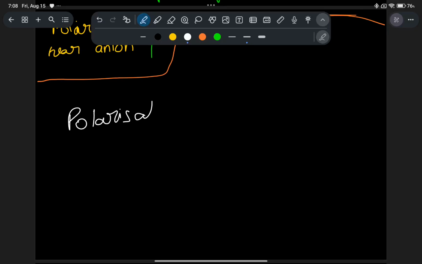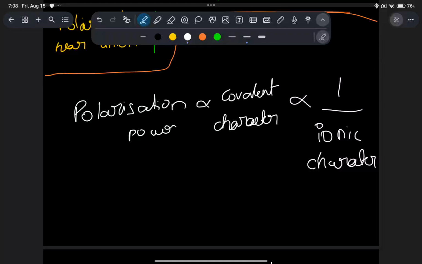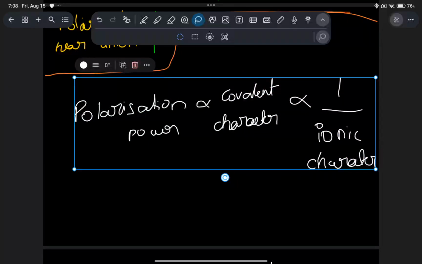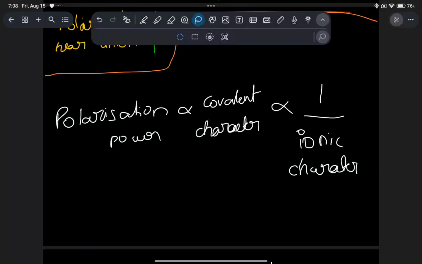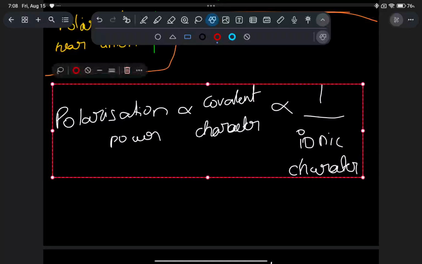Polarization power is directly proportional to covalent character and inversely proportional to ionic character. We know that ionic and covalent character are inversely proportional. So polarization power is directly proportional to covalent character and inversely proportional to ionic character.